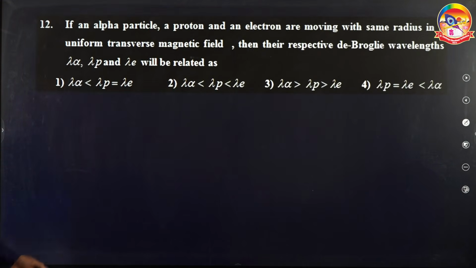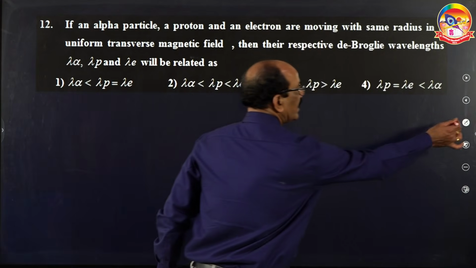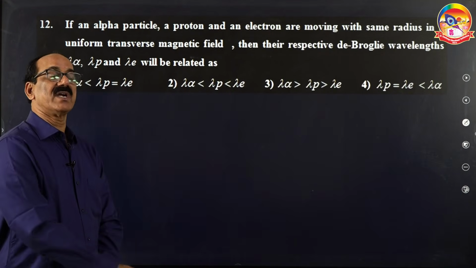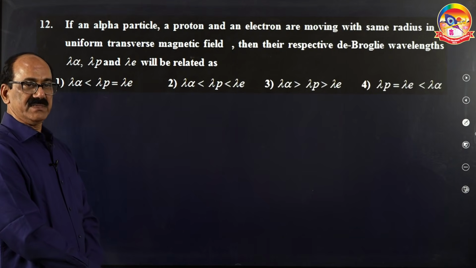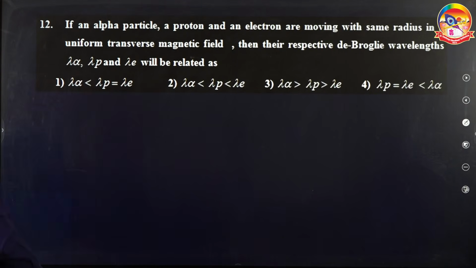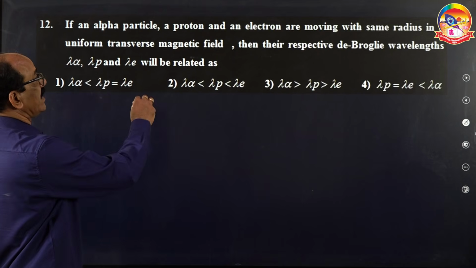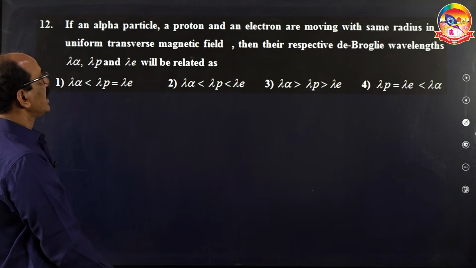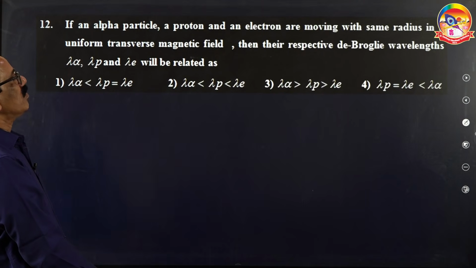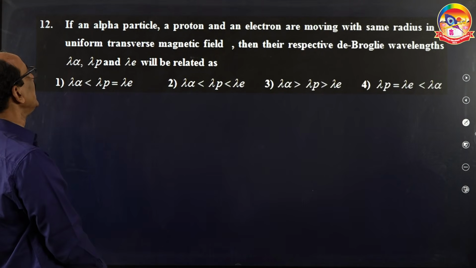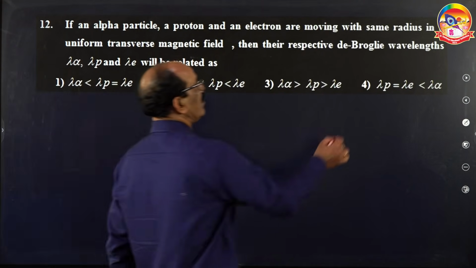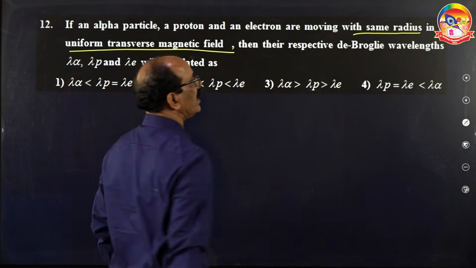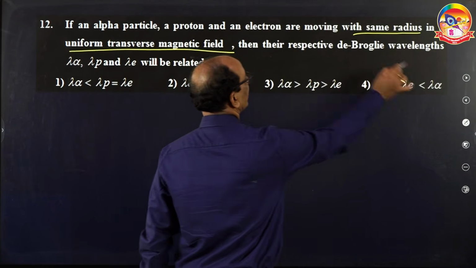Now, let us see the next problem. Earlier we have seen that an electron got accelerated in the electric field, but now the situation given is charged particles accelerated in a magnetic field. If an alpha particle, a proton and an electron are moving with the same radius in a uniform transverse magnetic field, then their respective de Broglie wavelengths are.